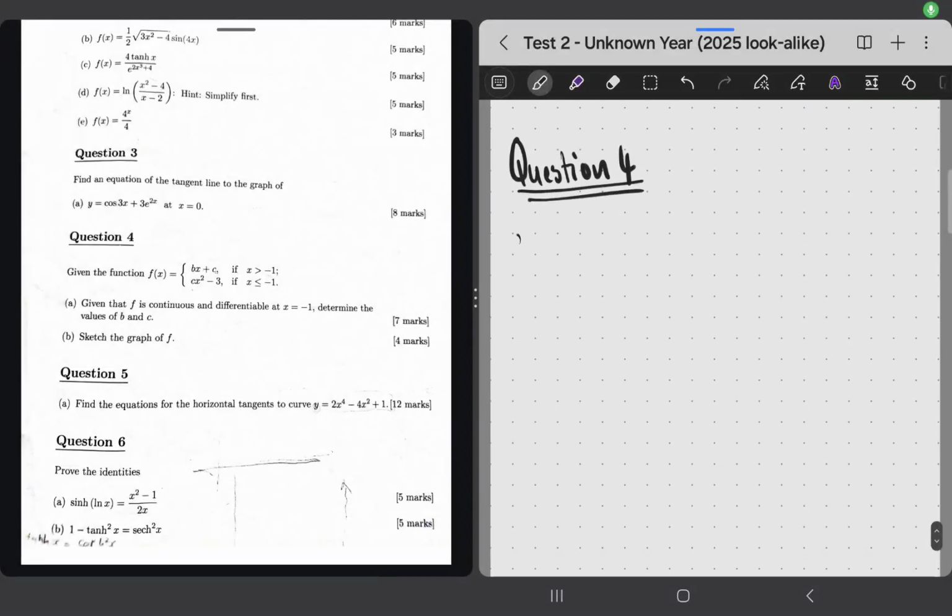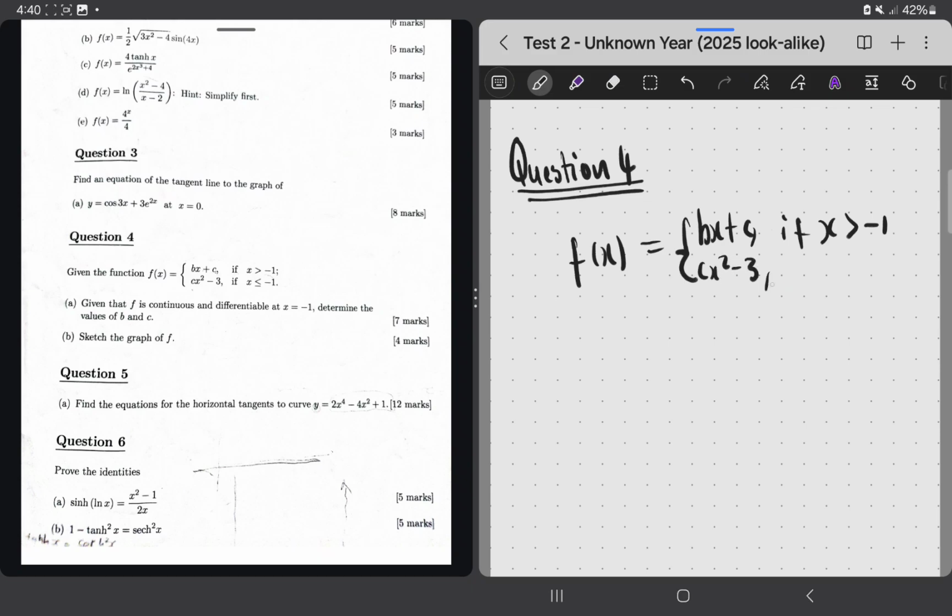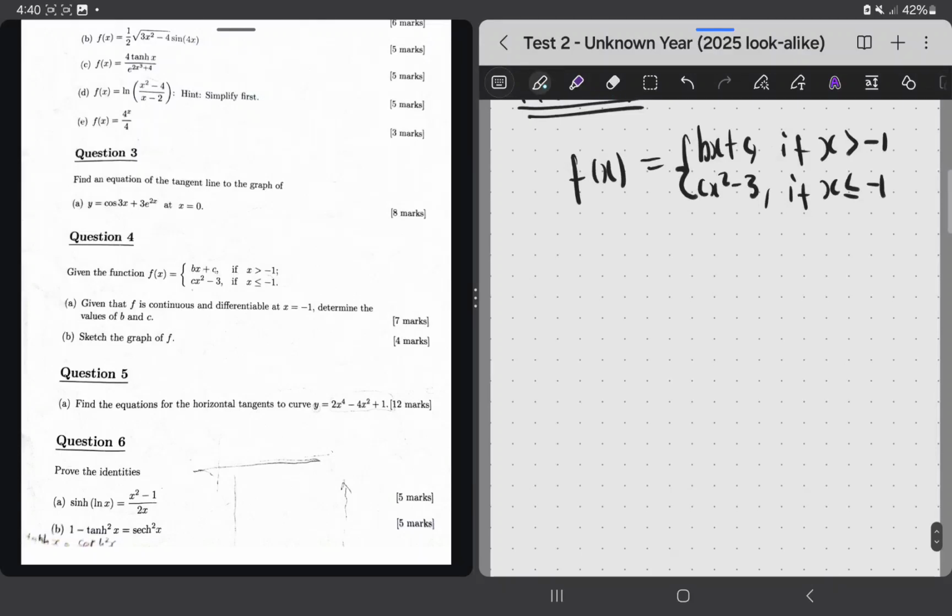Let's do question 4 from our lookalike paper. It's saying we have f of x, before we put part A, f of x equals bx plus c if x is greater than minus 1, and 6x squared minus 3 if x is less than or equal to minus 1. No problem. Now, what are they saying?